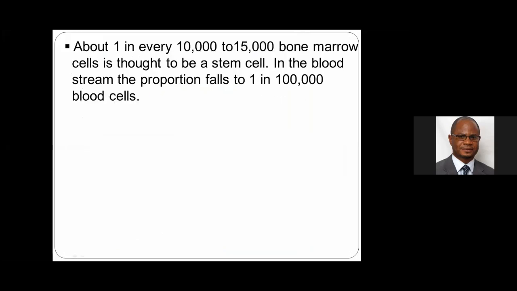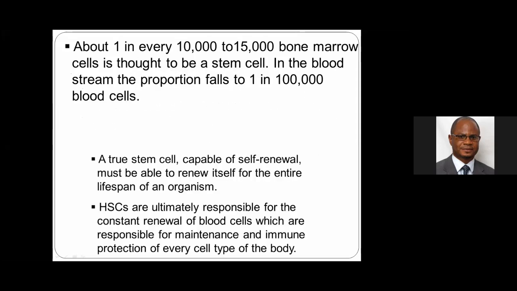Okay. So about 1 in every 10 to 15,000 bone marrow cells is thought to be a stem cell. And when you look at the peripheral blood, the circulatory blood, this amount falls to 1 in 100,000. So when you make a blood film, you are not likely to see a stem cell in there. The amount of stem cells in the circulatory blood is very, very minimal, 1 in 100,000 of all cells.